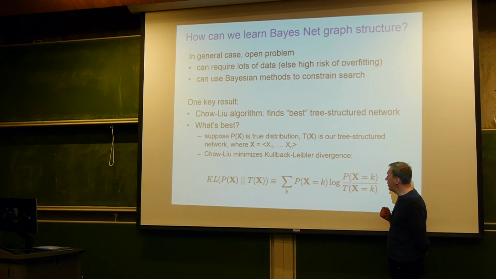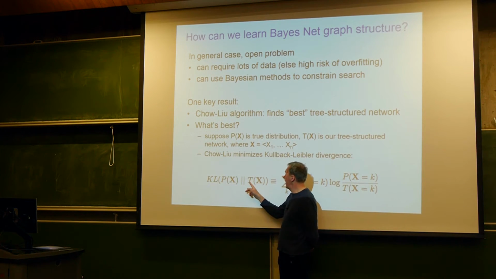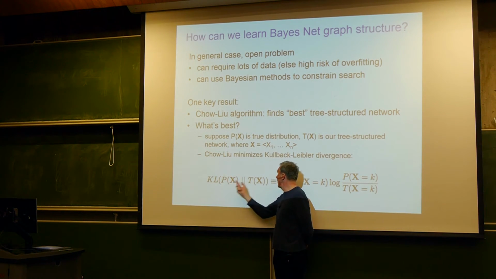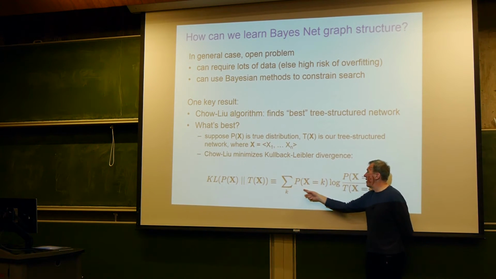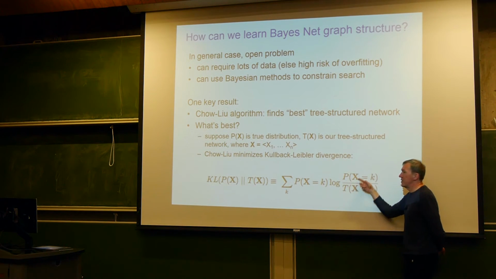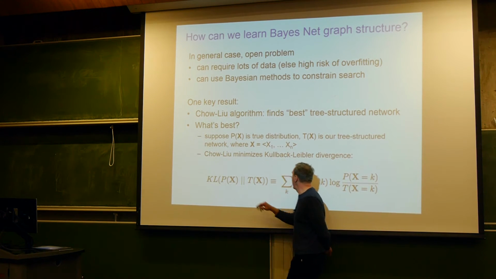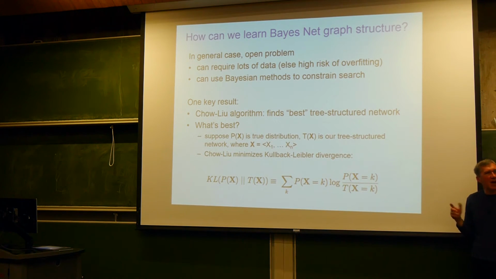Also, the other thing to notice here is that the KL divergence of P and T is not the same as the KL divergence of T and P. This is asymmetric, because we're taking the expected value under the first distribution of the ratio of the two. If instead I wrote my T here and my P here, then I'd have the expected value under T. So it's not symmetric, it's not really a distance metric, but it's called the KL divergence.